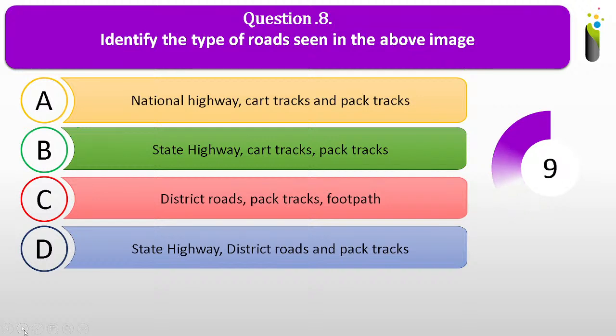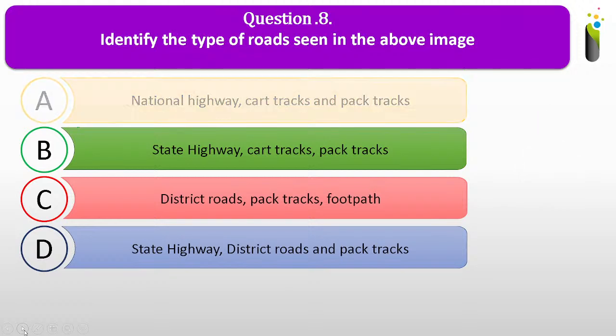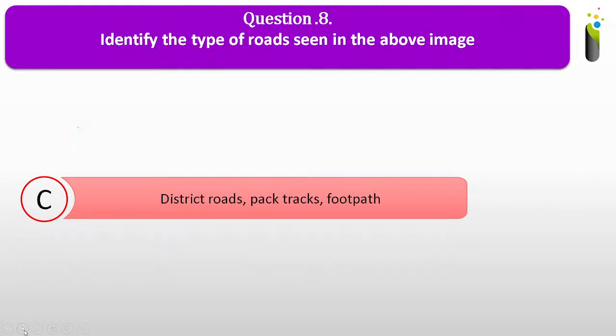Question number 8. What type of roads are seen in this image? The answer for this question is C. District roads, packed tracks, and footpath. Going ahead to question number 9.